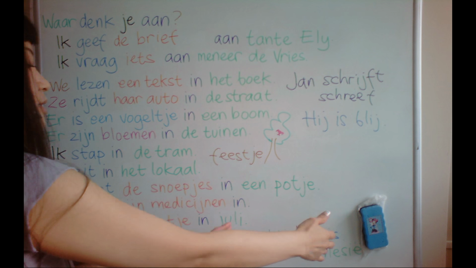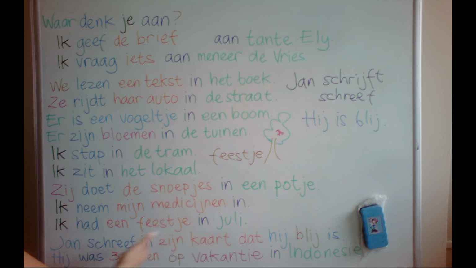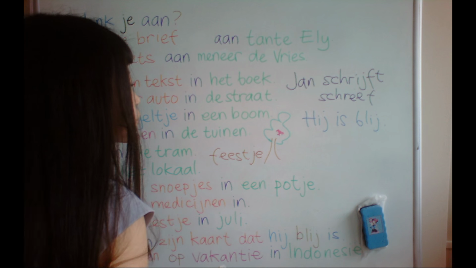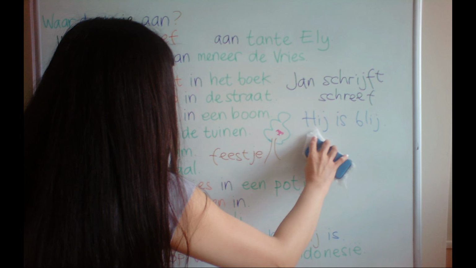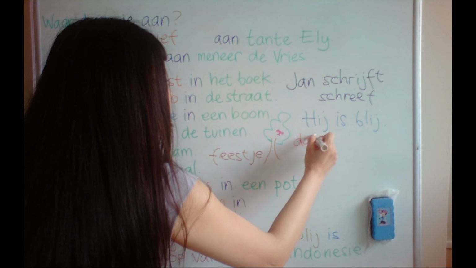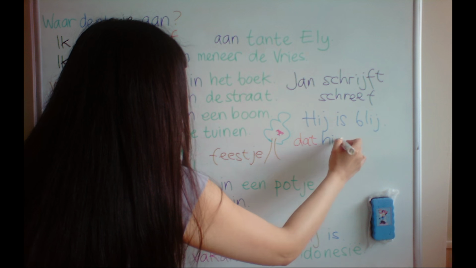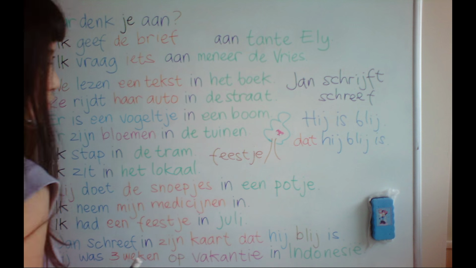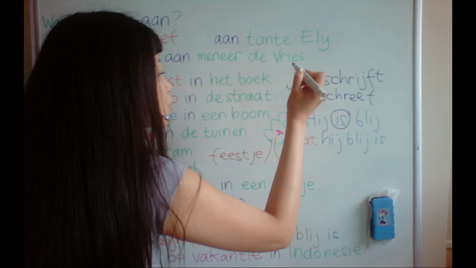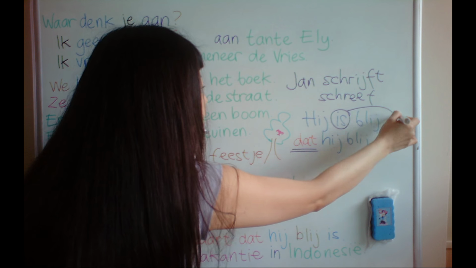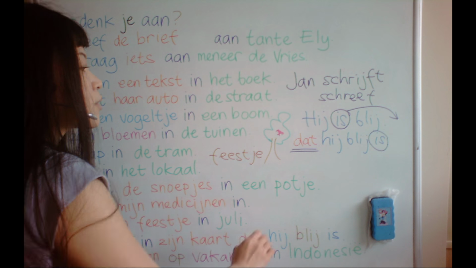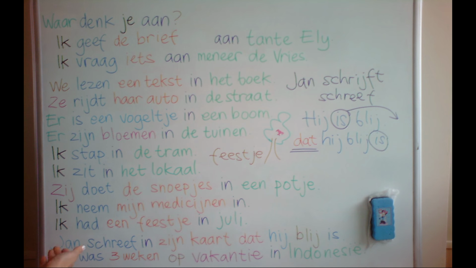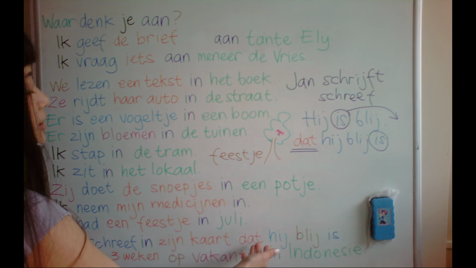This sentence is the child, or the subordinate, of the general sentence. That he is happy. So put dat. It becomes dat hij blij is. So we see here, this is the verb. After dat comes, we put it at the very end of the sentence. It always comes with dat. Jan wrote in his card that he is happy. Jan schreef in zijn kaart dat hij blij is.